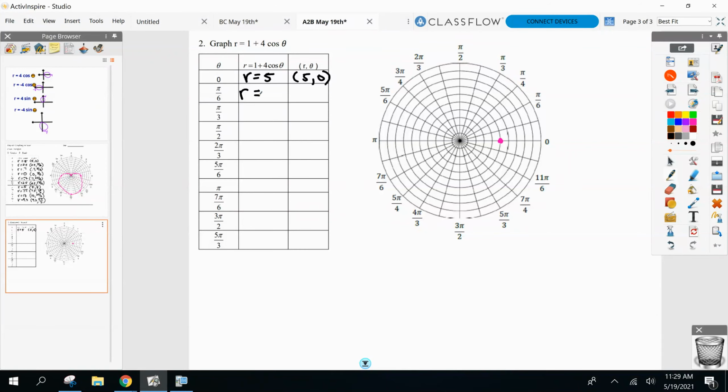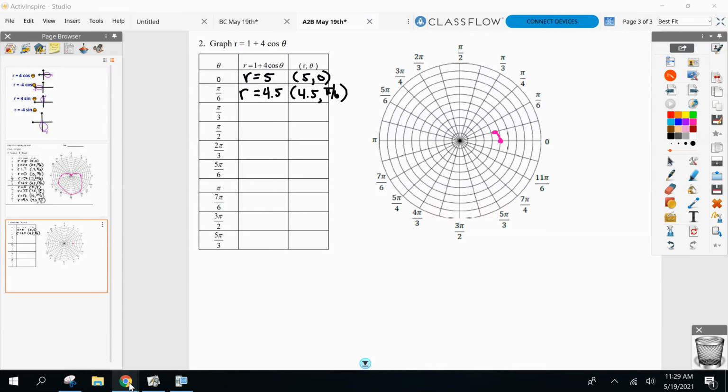4.46 or 4.5. Got it. Yep, I like it. 4.5. Pi over 6, 4.5. 1, 2. There it is.